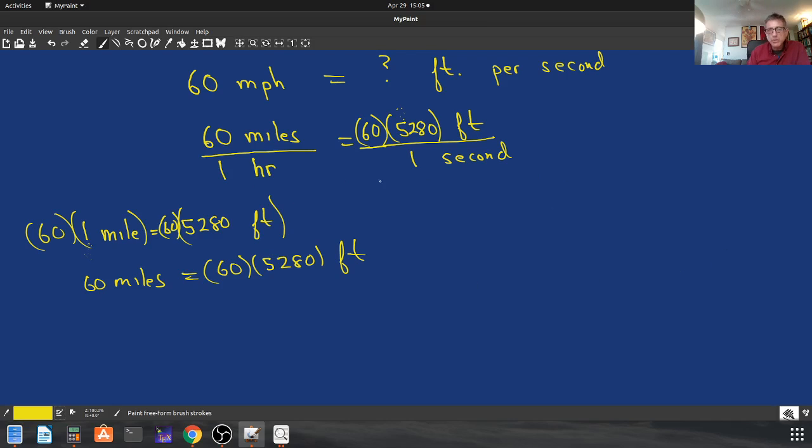So now I have to do hours to seconds. So 1 hour is equal to 60 minutes. Since we're doing 1 hour to 1 second, 1 hour is equal to how many seconds? We have to do it that way. 1 hour is equal to 60 minutes. I'm just going to write out minutes, okay? And 1 minute is equal to 60 seconds.